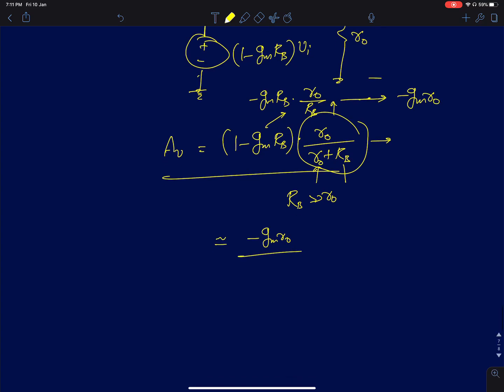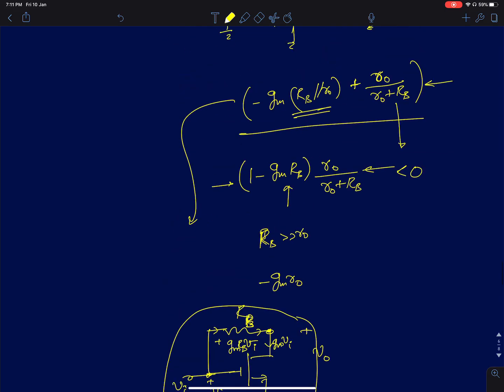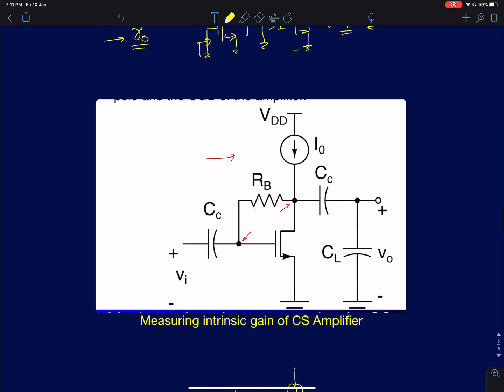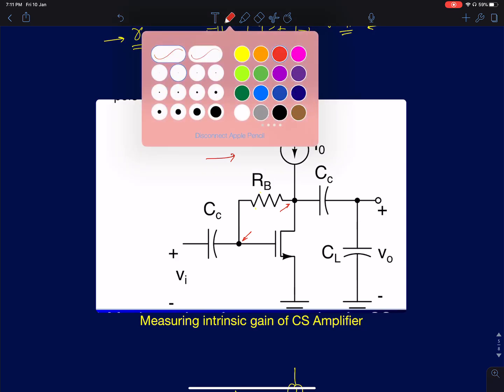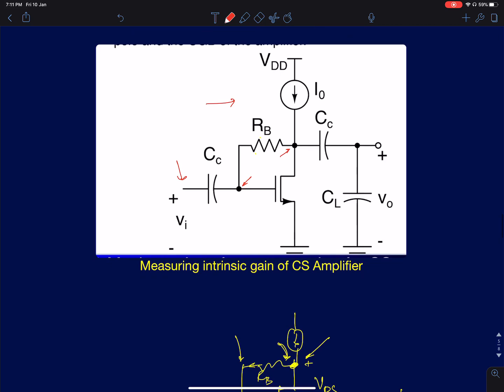So using this setup, you can actually measure the intrinsic gain of an amplifier. I'll quickly show the setup here. Using this, you can apply your AC input at this point. You don't have to worry about the DC you have to apply for the input. You can apply 0 DC input because I've capacitively coupled it at this point. You can apply the input here and take the output at this node. Then you will get the intrinsic gain.